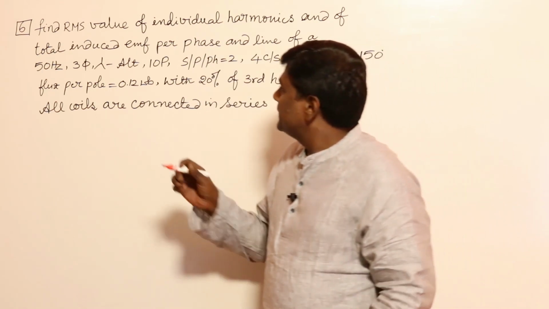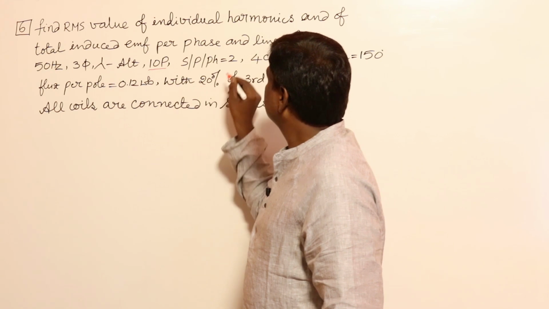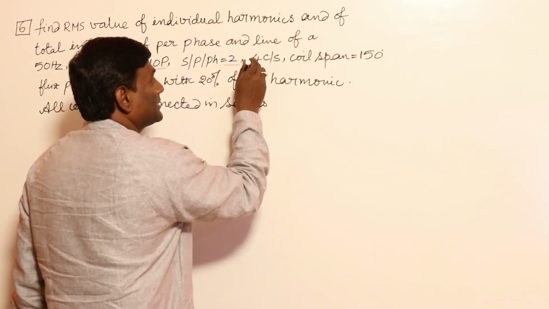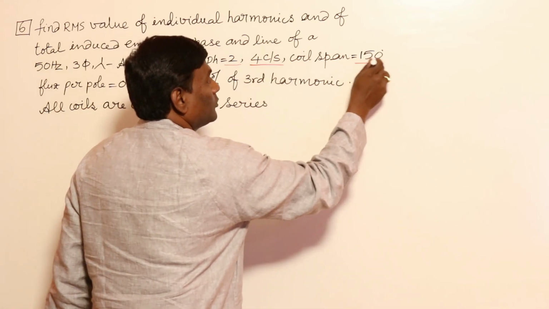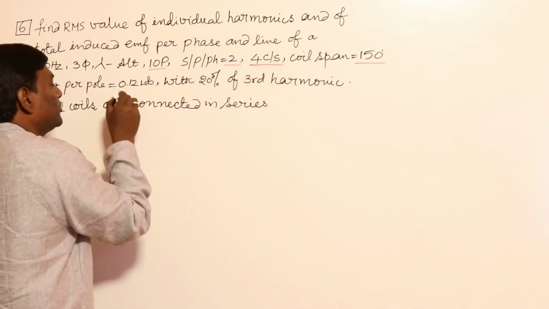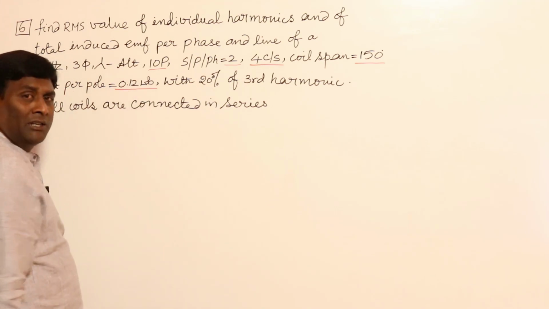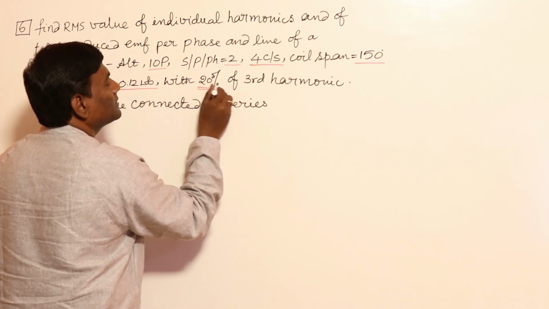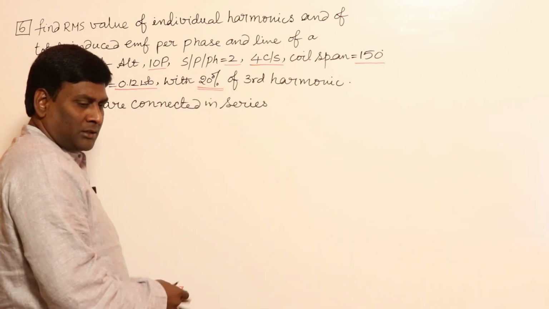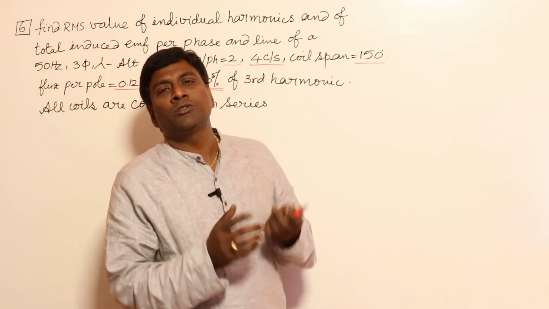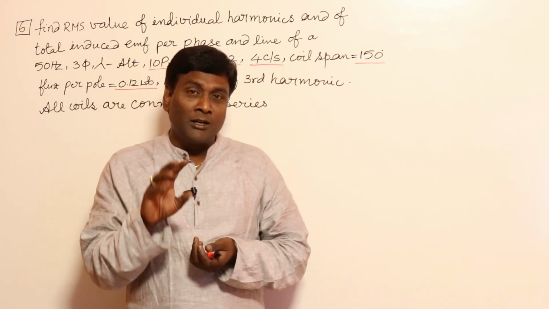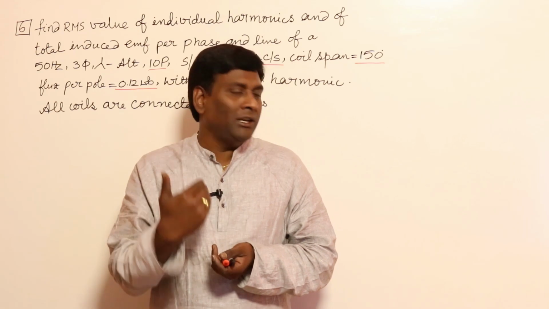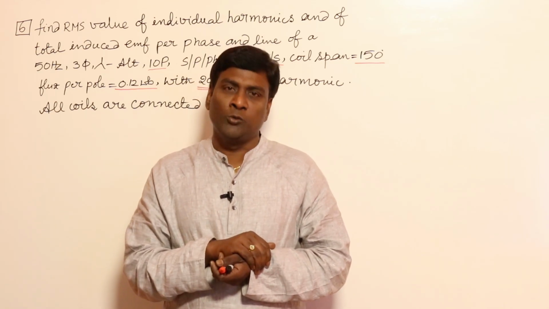See, 10 poles, slots per pole per phase is 2, and 4 conductors per slot, and coil span of 150 degrees. Flux per pole is 120 milliwebers or 0.12 webers, and the third harmonic flux is this. Maybe some people may think that such a lengthy question may not come in the exam. Yes, the complete question will not come, but parts of the question can come. So let me do this problem in detail.